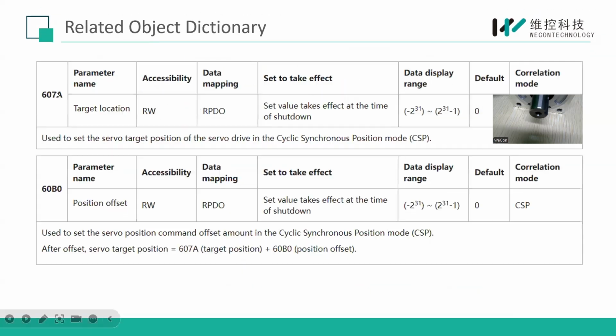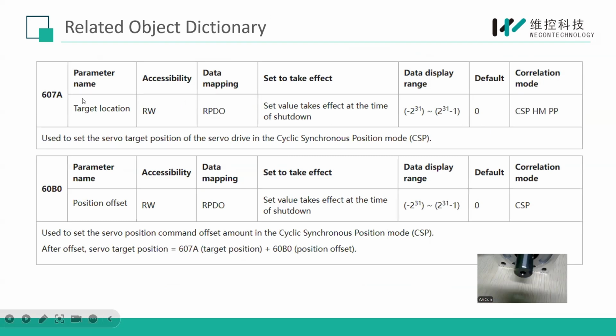And here, of these two parameters, the first one is target location, or target position. PLC will calculate this parameter in every cycle and send it to the driver, and the driver will follow to this position. And here we also have a position offset.